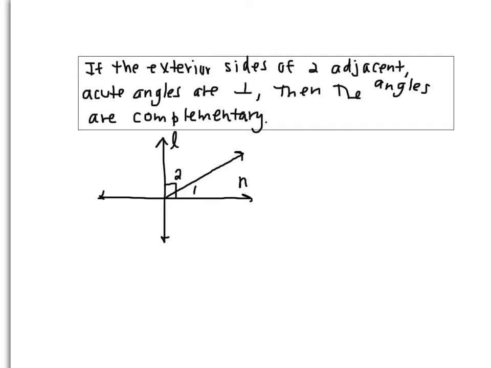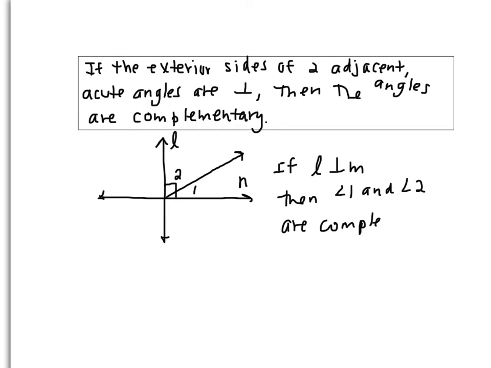So we would have to be told in our hypothesis that if line L is perpendicular to M, then angle 1 and angle 2 are complementary. And then another thing you would be allowed to say is that the measure of angle 1 plus the measure of angle 2 is equal to 90 degrees. Now for some practice.